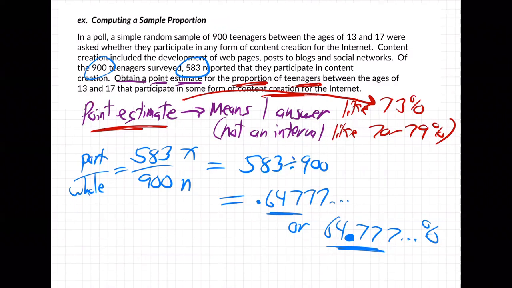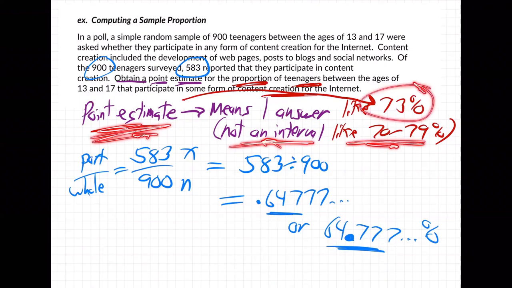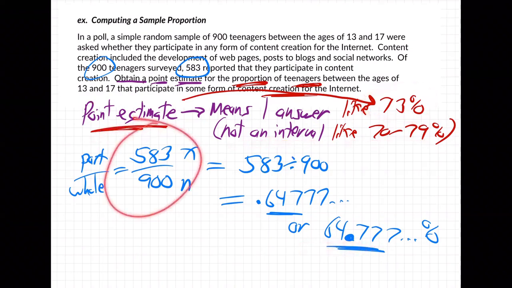Any questions I can answer on this one? That's all I want. Just divide those two numbers. And that is called, remember the terminology, because on the exam, it's all going to be there and you're going to need to recognize that term. Point estimate. That means not an interval, not a range of numbers like 70 to 79, but one percentage. What specific percentage do you think of teenagers are content creation in the whole United States? Well, we think 64.77 because that's the percentage of our 900. So there we go.